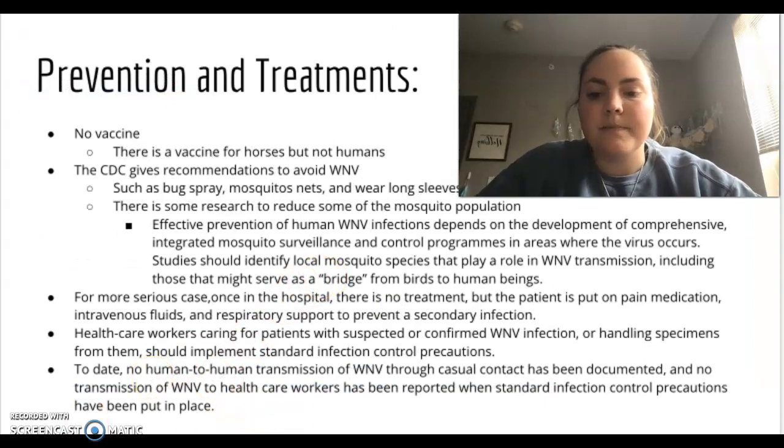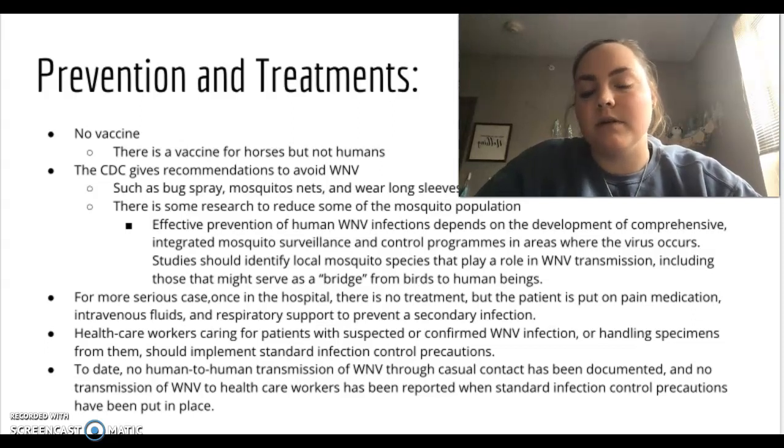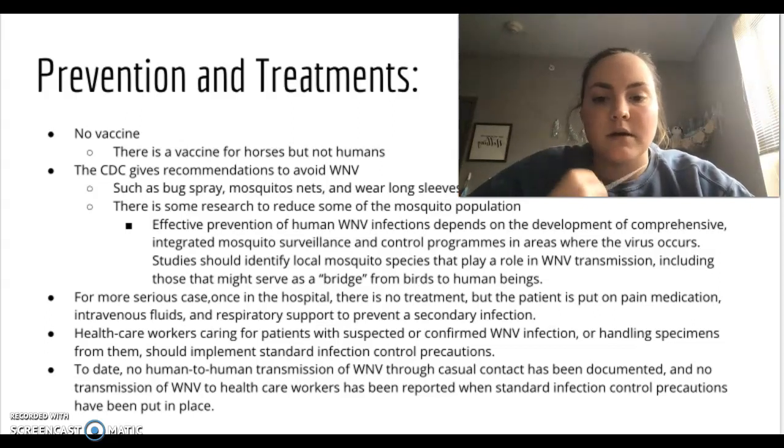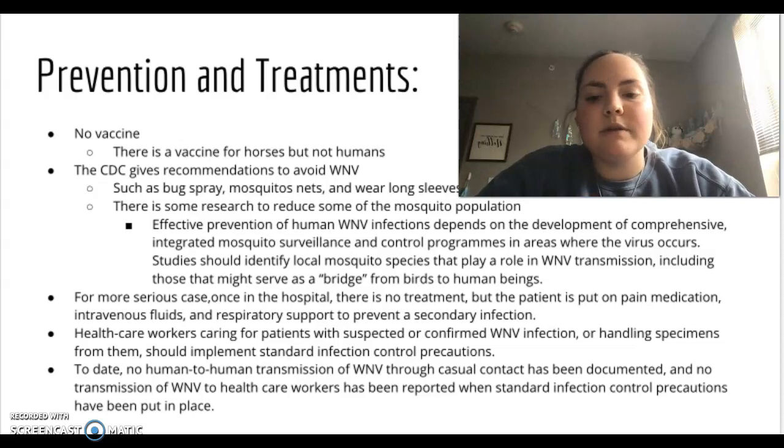Alright, so prevention and treatments. There's no vaccine for humans, but there is one for horses. The CDC gives a list of recommendations to avoid West Nile. The recommendations include bug spray, mosquito nets, and wearing long sleeves when you're outside.